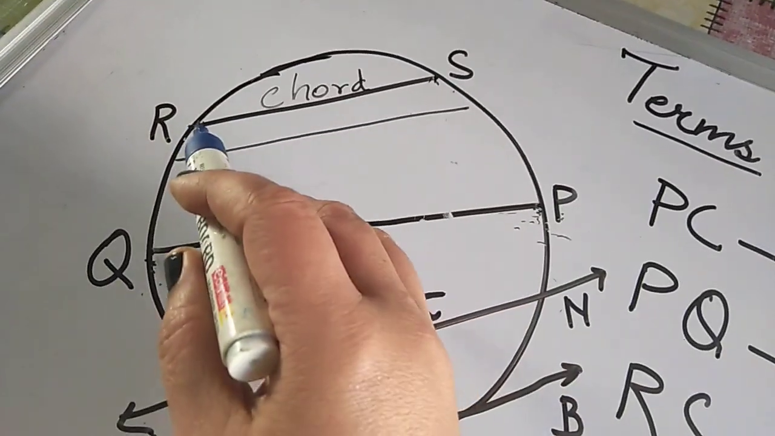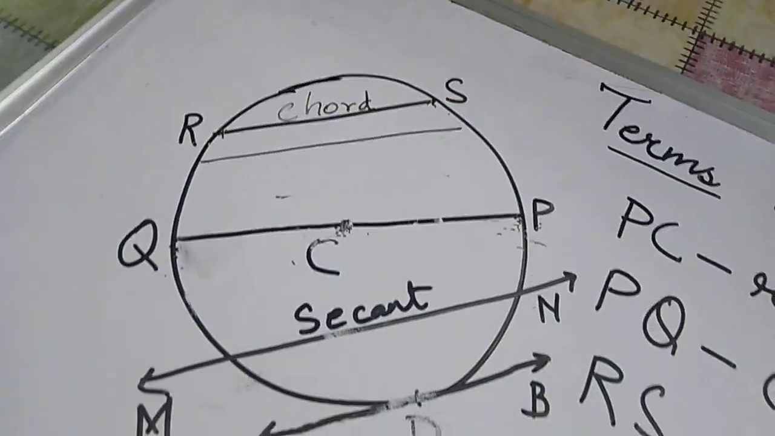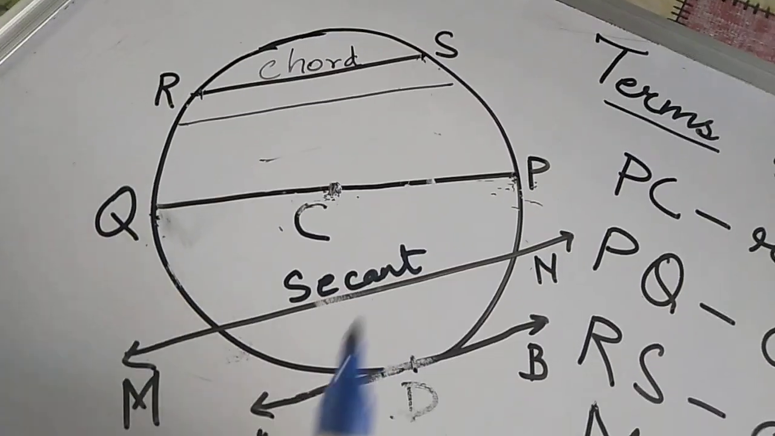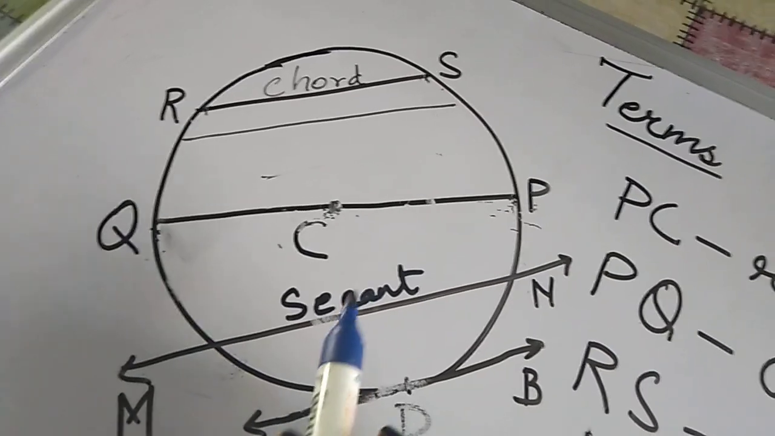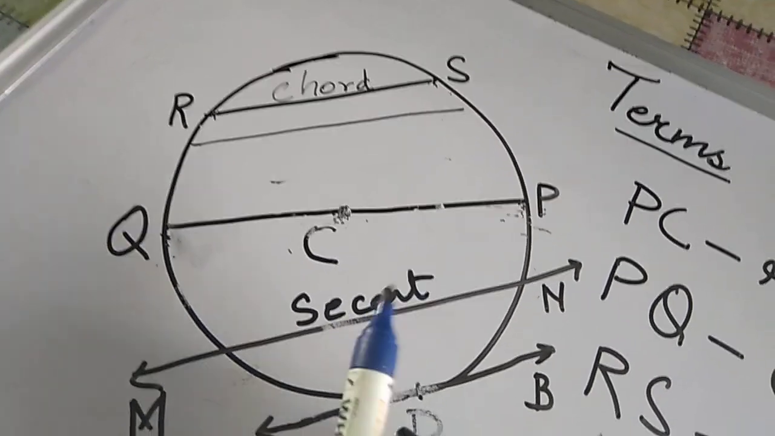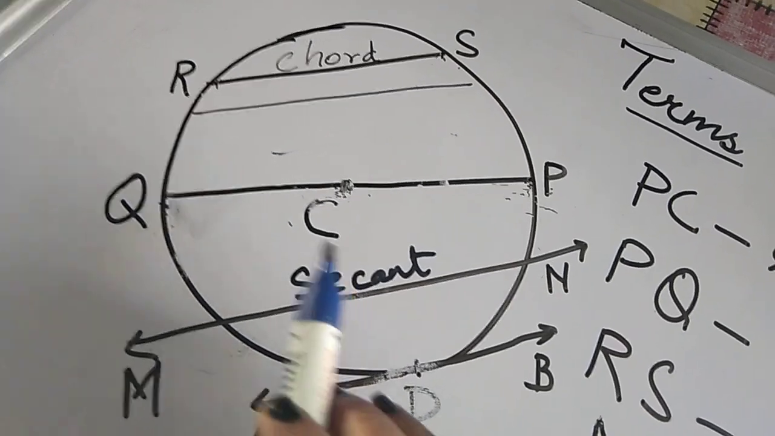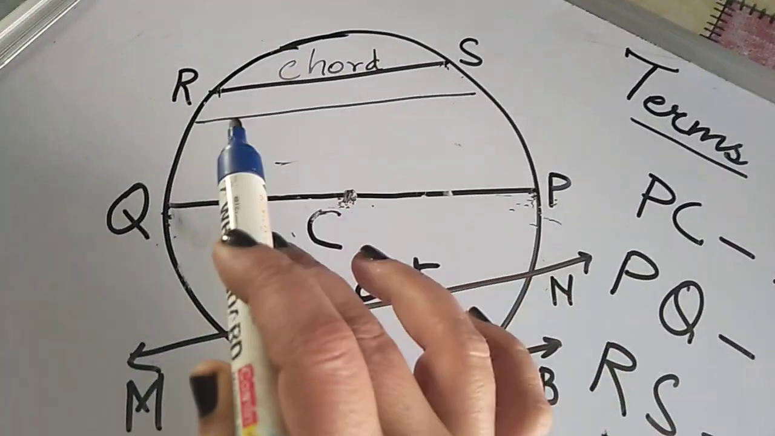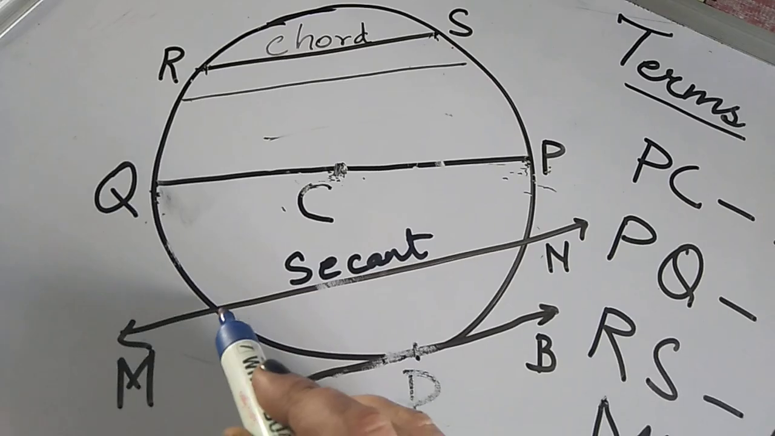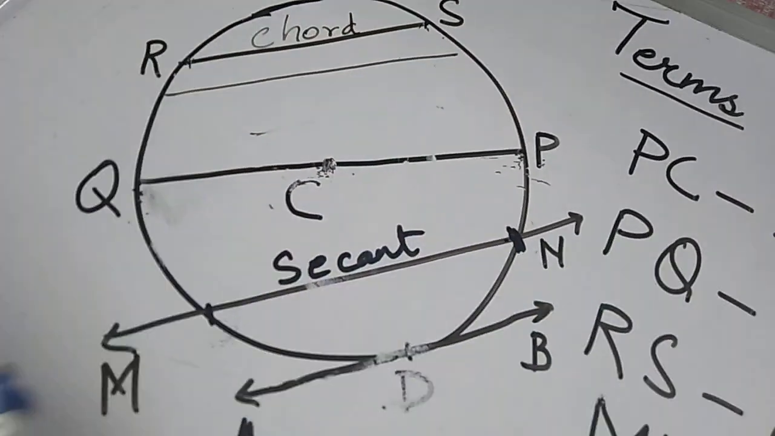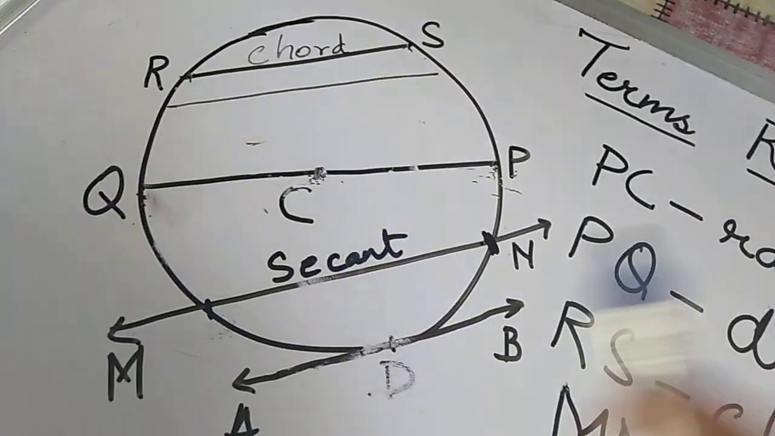Whereas we can say a chord is a line segment that cuts the circumference at any 2 points. Understood the difference? It is the same difference as we have between a line and a line segment. The same difference is there between a secant and a chord. You can say a chord is a part. If I take this part of the secant, this will be a chord. But if this is a line which goes on, that is a secant.